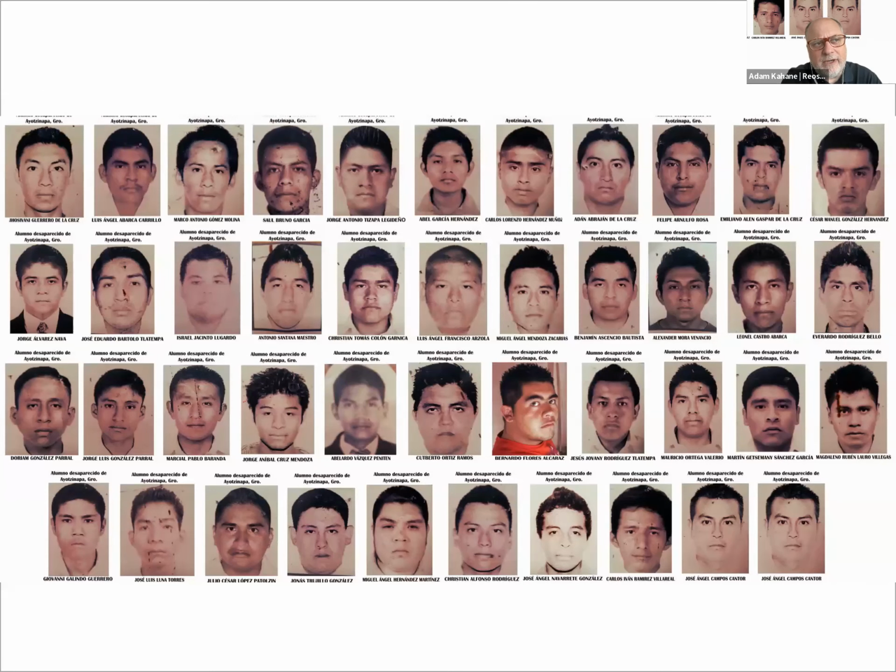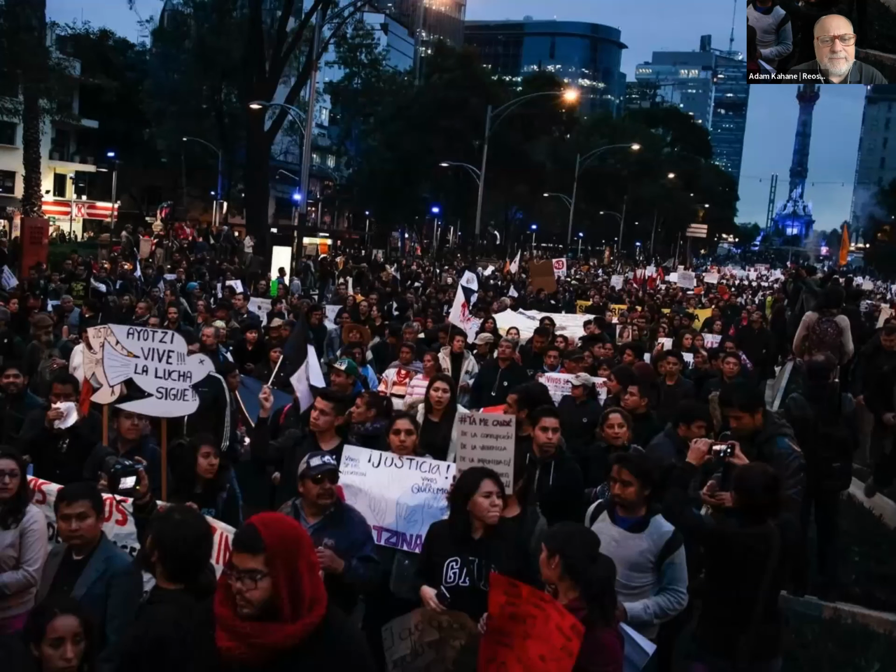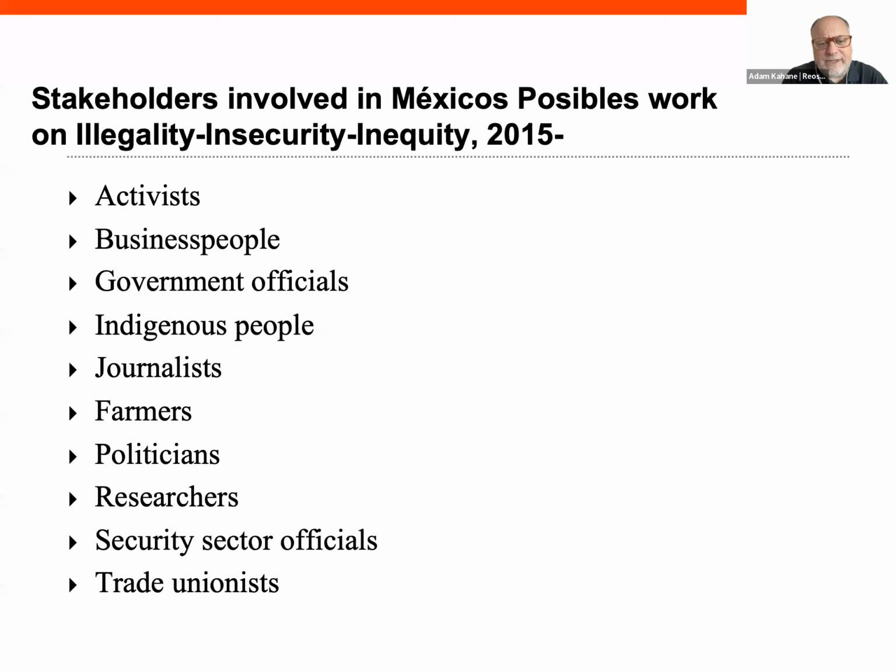The first example I wanted to show was from Mexico. Those of you from Latin America may remember the massacre at Ayotzinapa in 2014, where 42 indigenous student teachers were killed. And around the same time in Mexico, there was a scandal about the corruption in the building of the house of the wife of the president. And as a result, there were hundreds of thousands of people marching in the streets all over Mexico, calling for systems change. And a project was started called Mexico's Posibles, Possible Mexicos, to deal with a complex, problematic situation that had the summary illegality, insecurity, inequity. And it's an interesting example to share, I think, because first of all, the work has been going on now for 7 years.